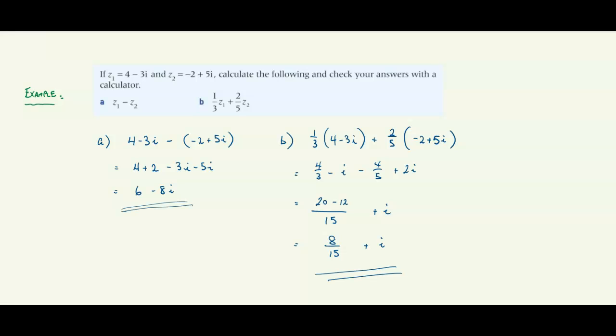Here's my result of Z1 minus Z2. Okay, we should now be right to complete exercise 3F by doing question 3.